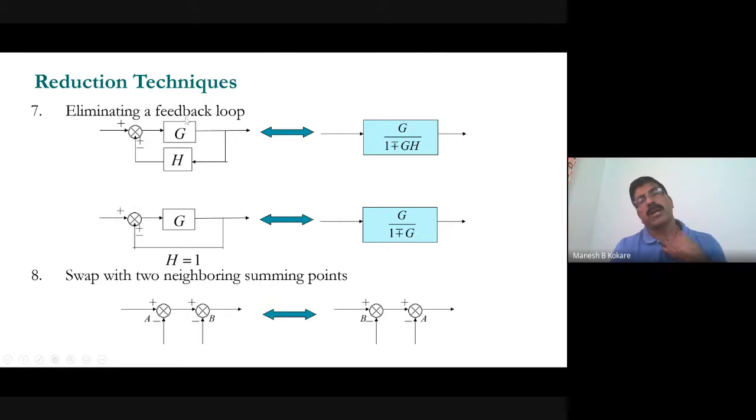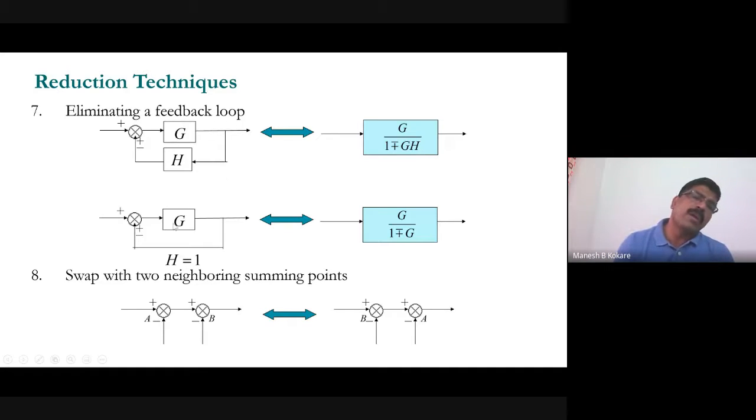So if two blocks are connected in a feedback loop, then that can be reduced into a single block having transfer function equal to g upon 1 plus or minus g of h. This sign will be positive if the feedback is negative. Means if the negative sign is there, then this will be g upon 1 plus gh. And if this is positive feedback, then this sign will be negative, g upon 1 minus g of s h of s, right? So if two blocks are connected in a loop, then that can be reduced into a single block equal to g upon 1 plus or minus g of s h of s, right?